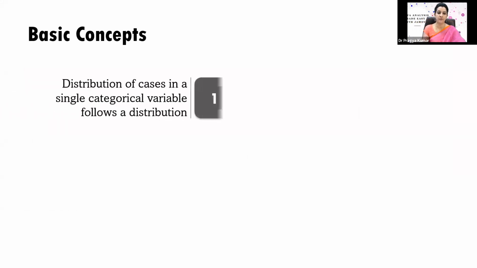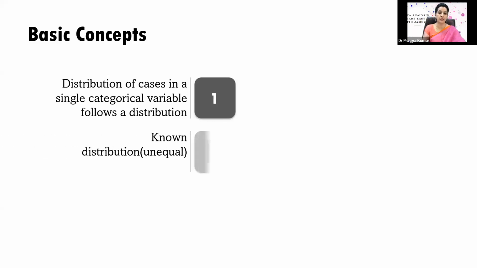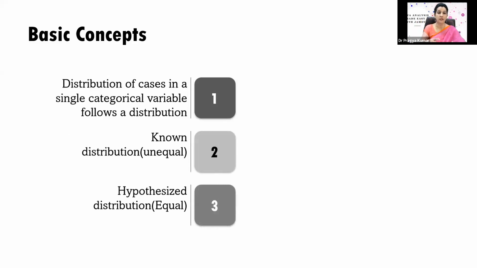So when will you do this chi-square test of goodness of fit? This is very much similar to, if you can recall, the one sample t-test. So this is similar to that, and we'll see how it is similar. Basically, when you have only a single categorical variable, and you want to see the distribution of cases in a single categorical variable and how it follows a distribution, then there can be two possibilities. That distribution can be known or that distribution can be not known. If the distribution is known, definitely that will be unequal. But if that distribution is not known, you may hypothesize a distribution, and you assume that it is equal.